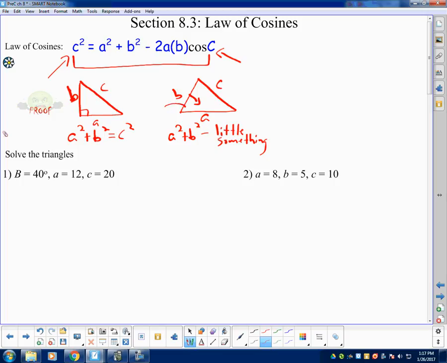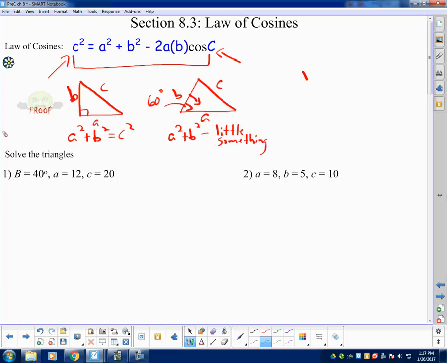Consider, if this were 60 degrees right here, cosine of 60 degrees is equal to 1/2, and so what I'd be doing is subtracting off 2 times the lengths of A and B times 1/2, and so I'd be taking that off to get my new length of the side there. So that's what we're doing with the law of cosines.